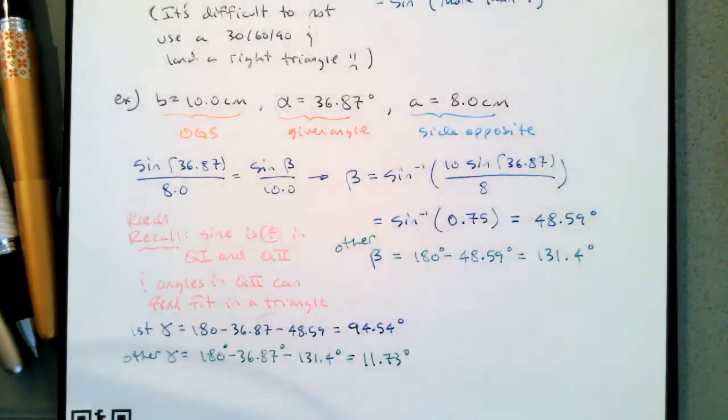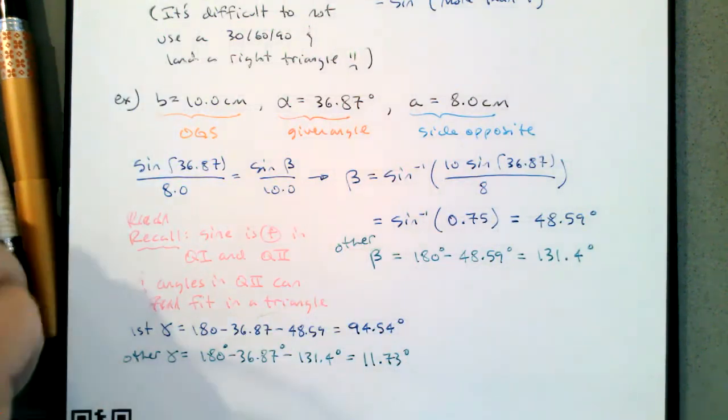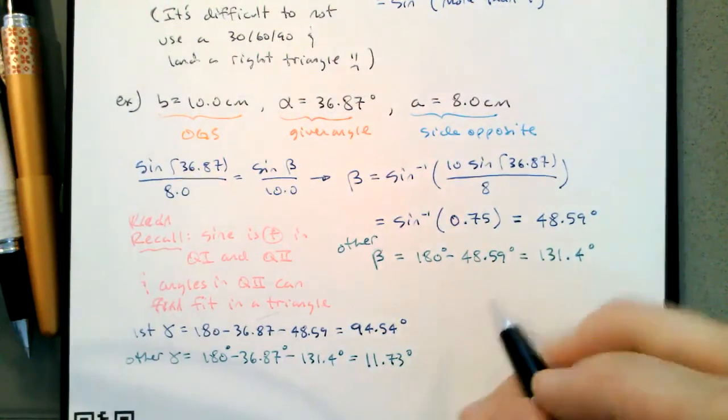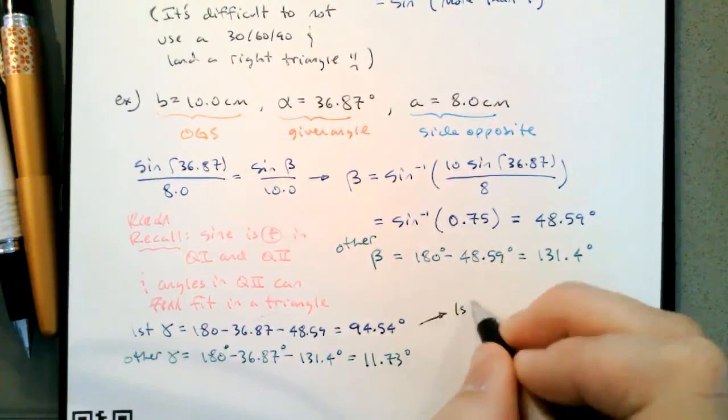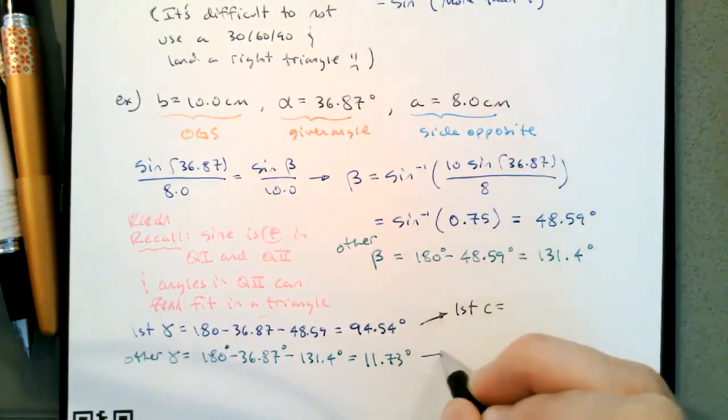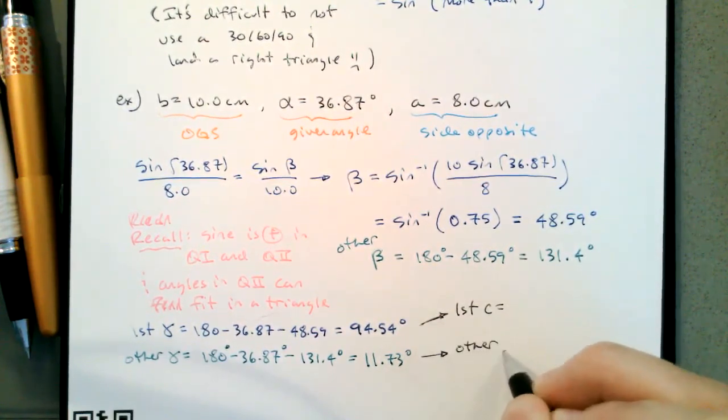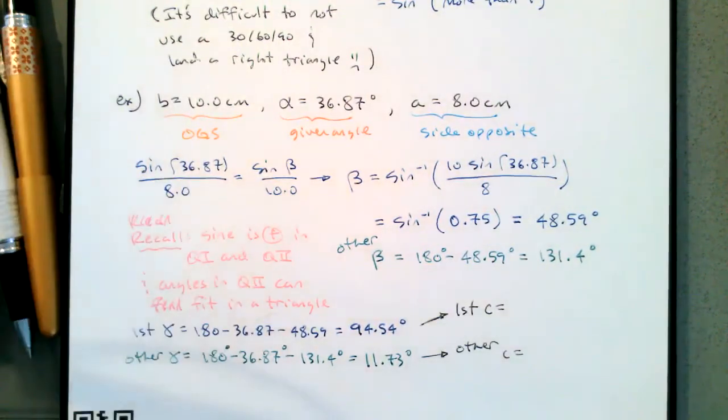So now we have two different betas, two different gammas, and then we have to find two different C's, one for each gamma. Now this is happening because the side opposite the given angle is greater than the height, but less than the other given side.